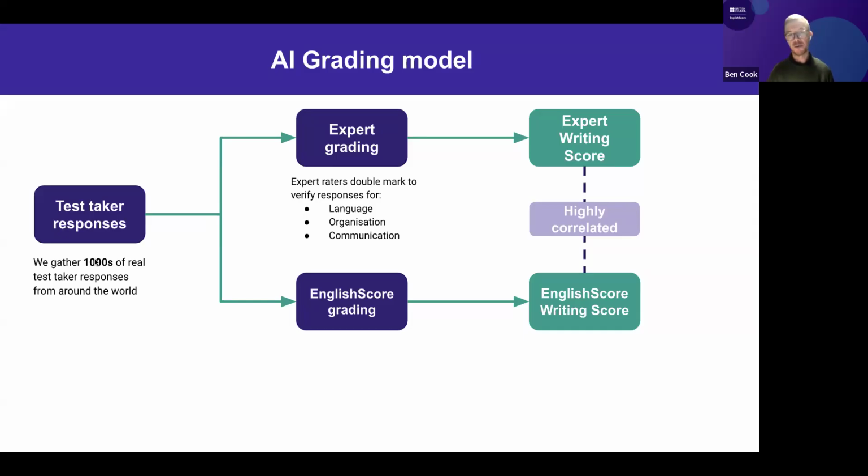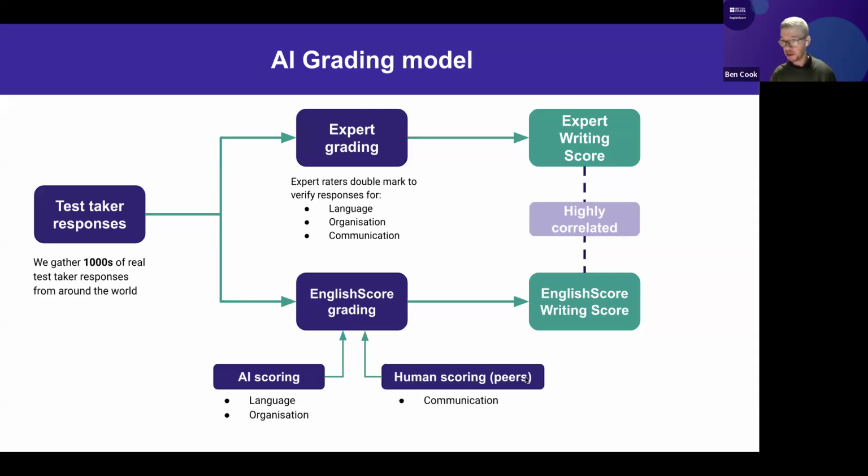We then take the same test taker responses and we put them through our EnglishScore grading model. Currently, that's a mix of AI scoring for language and organization and human scoring, that peer grading I was just talking about, for communication. As I say, we combine those 2 to give an English score. That feeds into our EnglishScore writing score, and our aim is to get that correlating very closely with experts. So if an expert gave that test a high score, our writing model should also give a high score. I'm talking about this for writing, but the same is true for speaking.